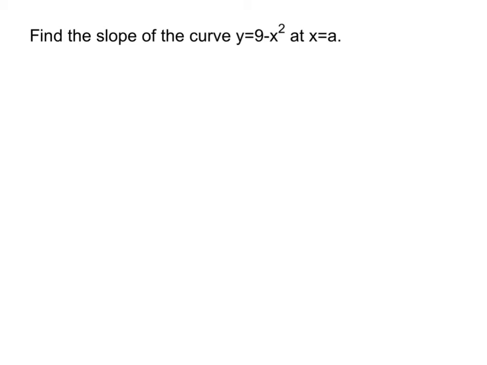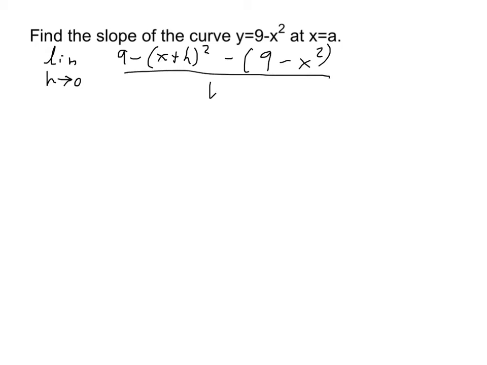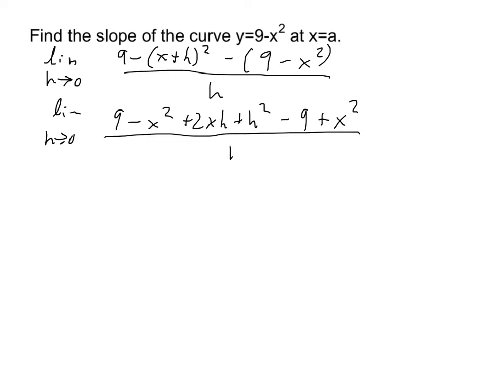Okay, so let's try this. It would be f, the limit as h goes to 0 of 9 minus parentheses x plus h squared, minus parentheses 9 minus x squared, all over h, which equals the limit as h goes to 0 of 9 minus x squared plus 2xh plus h squared, minus 9 plus x squared, all over h.